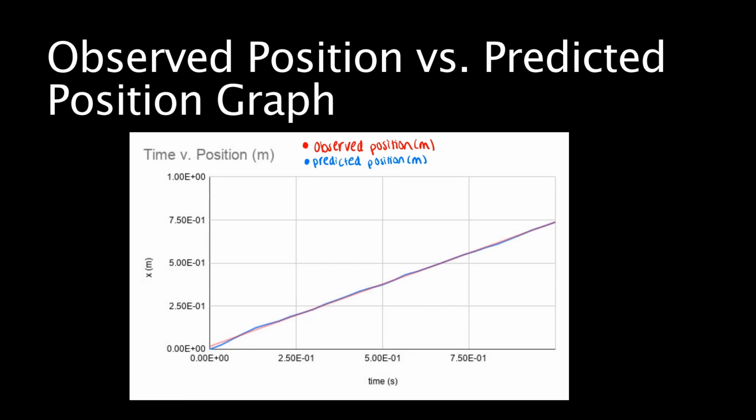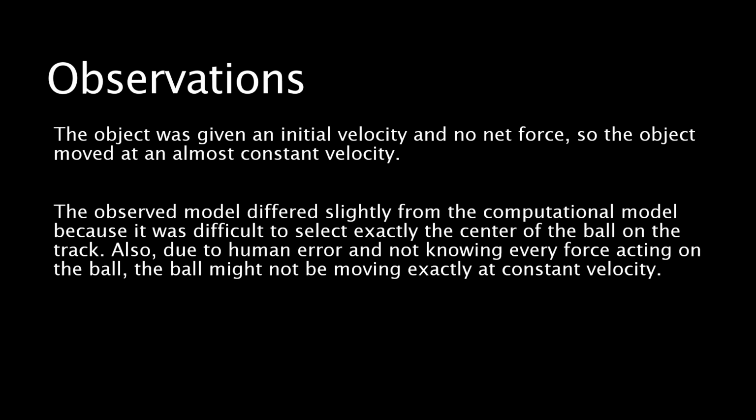This is an observed position versus predicted position graph, and they're pretty similar. The observations were that the object was given an initial velocity and no net force, so the object moved at almost constant velocity. The observed model differed slightly from the computational model because it was difficult to select exactly the center of the ball on the track. Also, due to human error and not knowing every force acting on the ball, it might not be moving exactly at constant velocity.